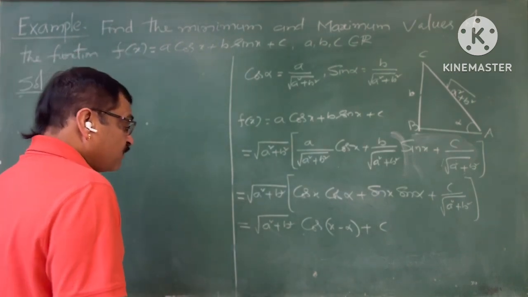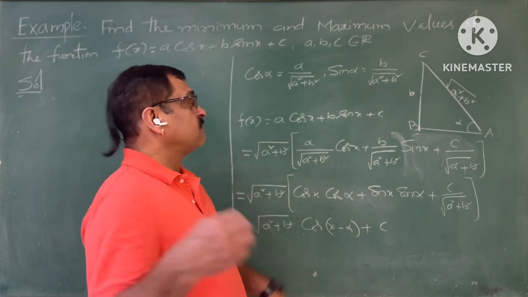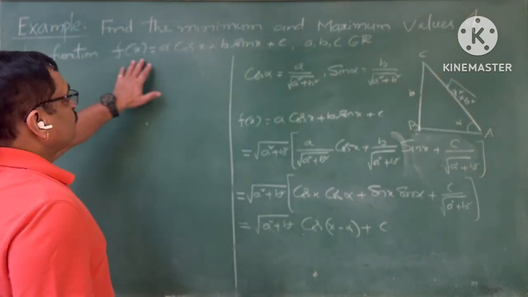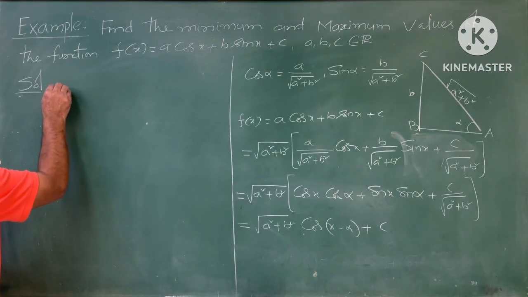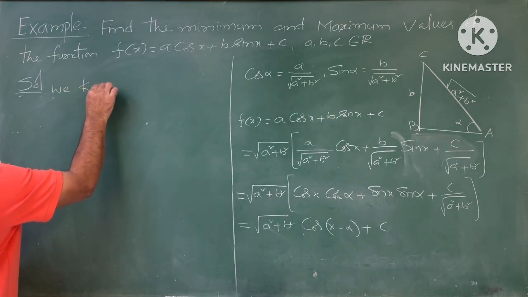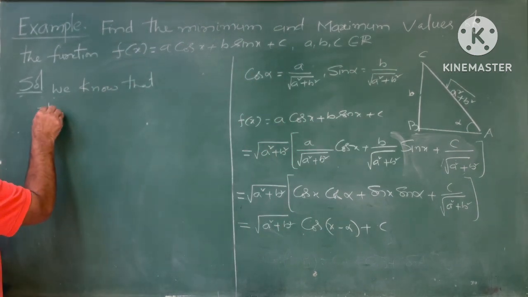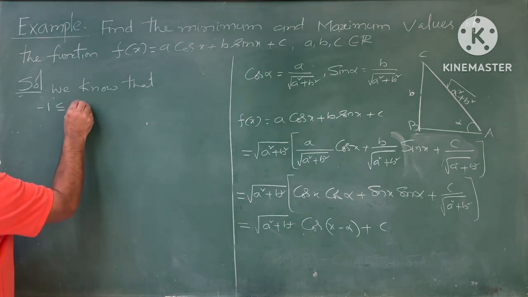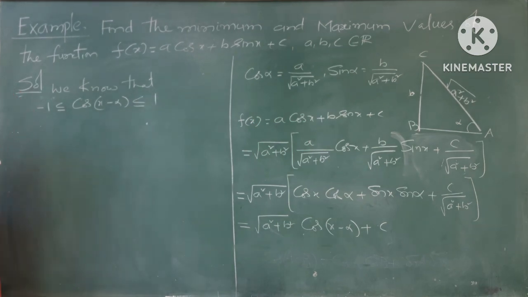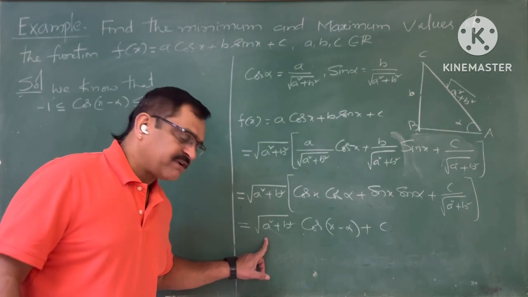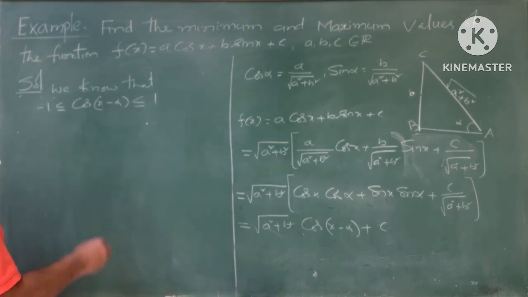Now I am going to find the minimum and maximum values of this expression. This is same as finding the minimum and maximum value of this one. So here, we know very well that minus 1 is less than or equal to cos of x minus alpha, which is less than or equal to plus 1. I have the factor root of a square plus b square, so I multiplied every term of this inequality by root of a square plus b square.